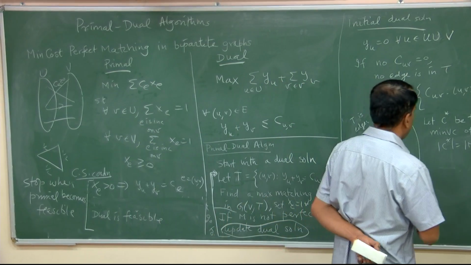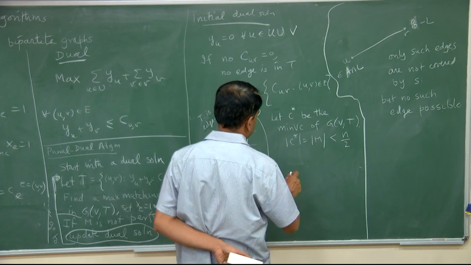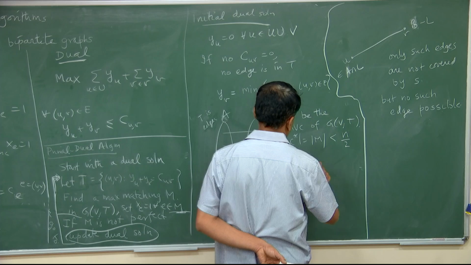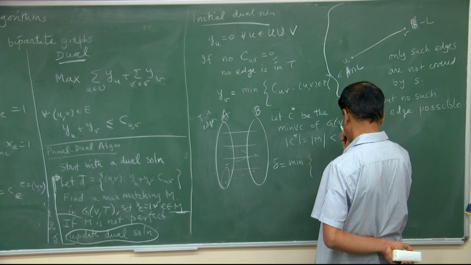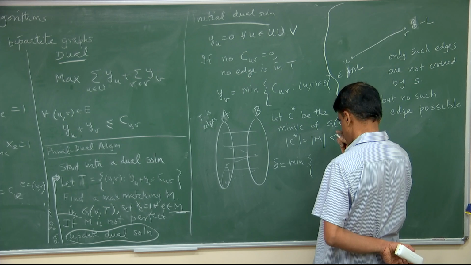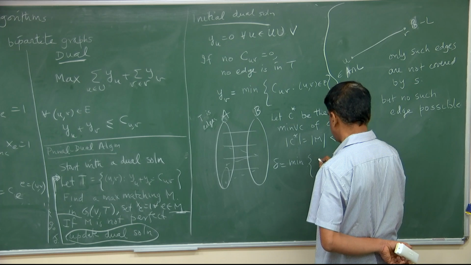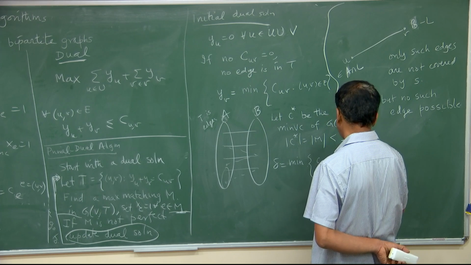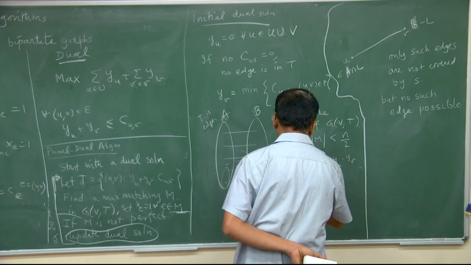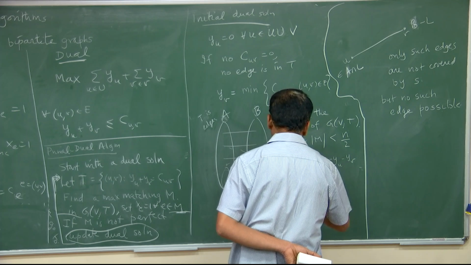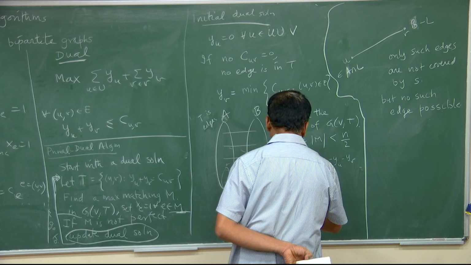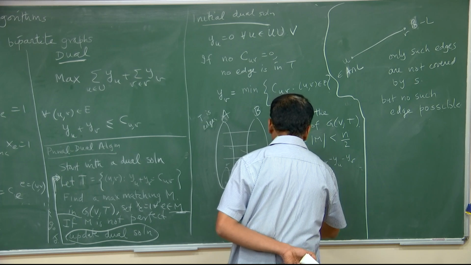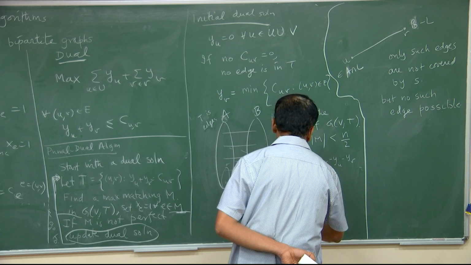So the only edges possible are, we have already seen A minus L. Let delta be the minimum of whatever slack I have available, c_UV minus Y_U minus Y_V, for all UV in the original edge set, not in T, where U is in A minus L and V is in B intersection L.